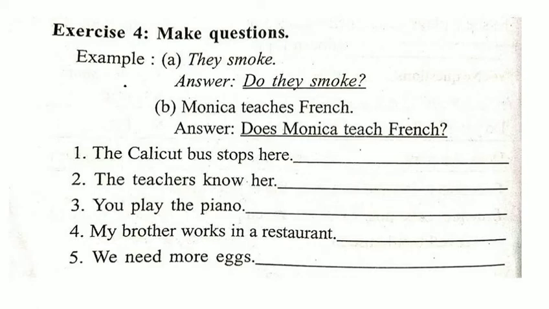Then the second sentence: the teachers know her. Here the verb is know. That means do plus know is know in the sentence, because teachers is used in the sentence as plural. So, the teachers know her. How will the question be? Do the teachers know her?